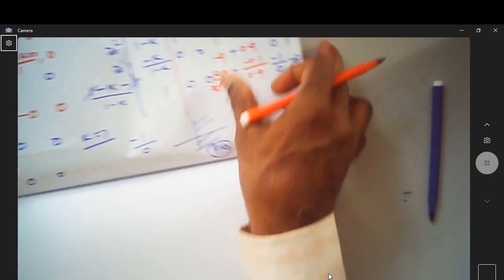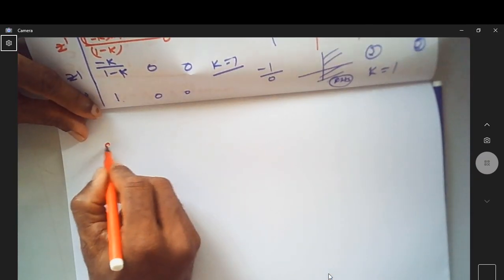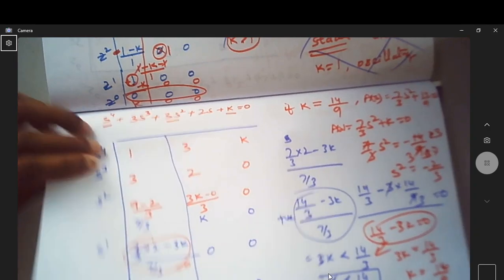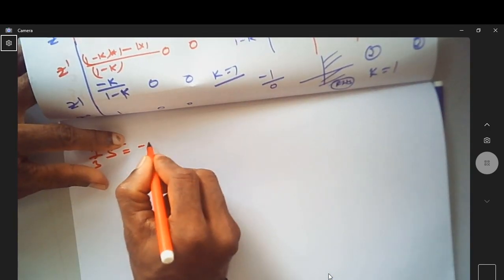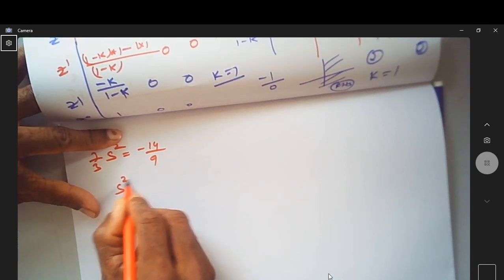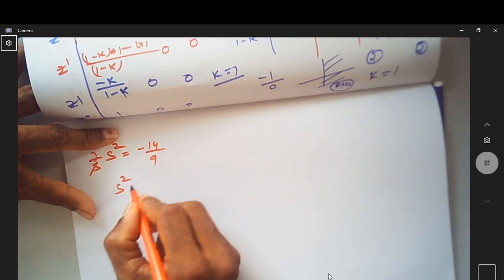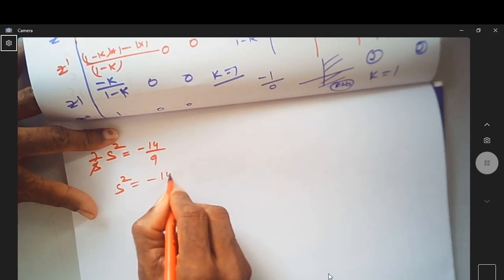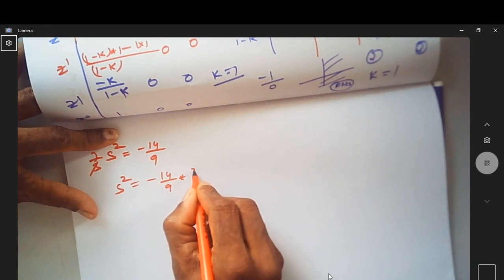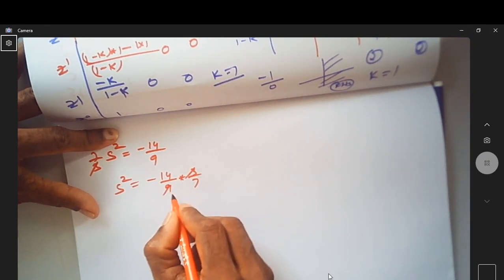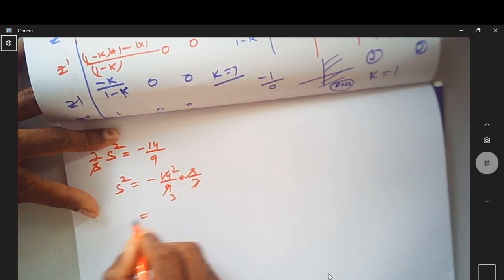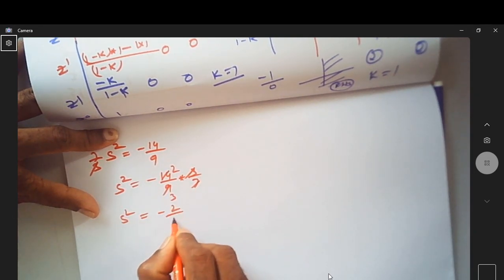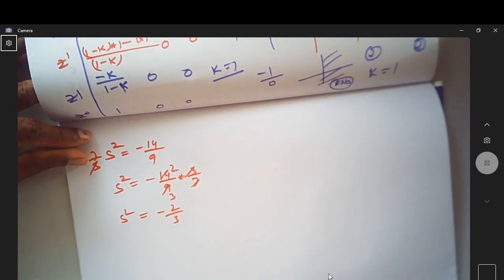So we are looking at s square, 7 by 3 s square is equal to minus 14 by 9. So s square is equal to minus 14 by 9 into 3 by 7. So this will become 3, this is now 2, s square is equal to minus 2 by 3.